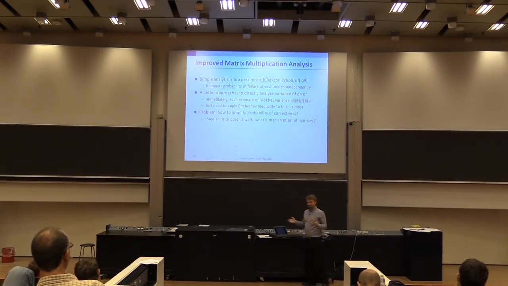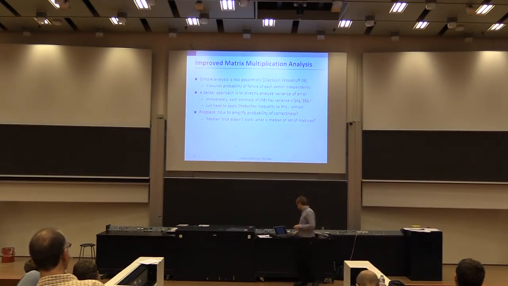So how do we amplify the probability of correctness? In other words, we have a bunch of estimates. We know that probably some of them are good and a few of them are bad. But how do we pick which are the good ones? So what you can do is try to generalize this by looking at the difference between all these matrices.